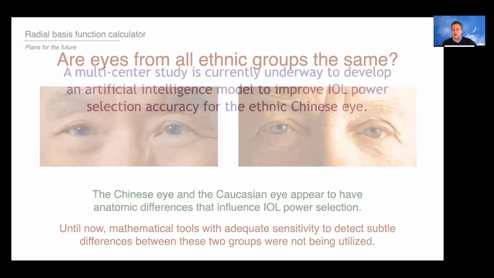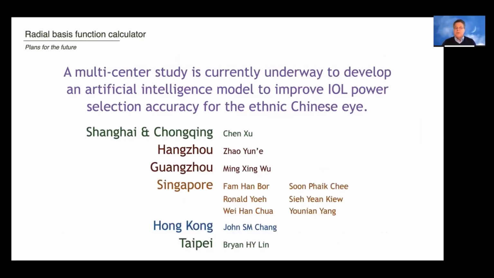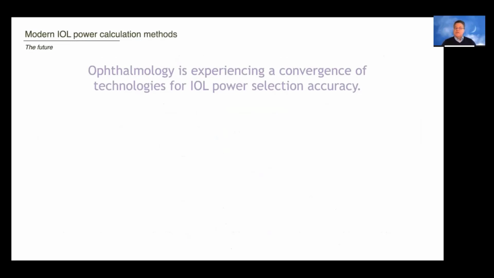We have a long range study underway in mainland China, Singapore, Hong Kong, and Taipei, and we're collecting data. And in the future, hope to have an artificial intelligence calculator specifically for the ethnic Chinese eye. So the future of ophthalmology is experiencing a convergence of technologies for IOL power selection accuracy. In other words, we're getting better, and we're getting better by different methods.